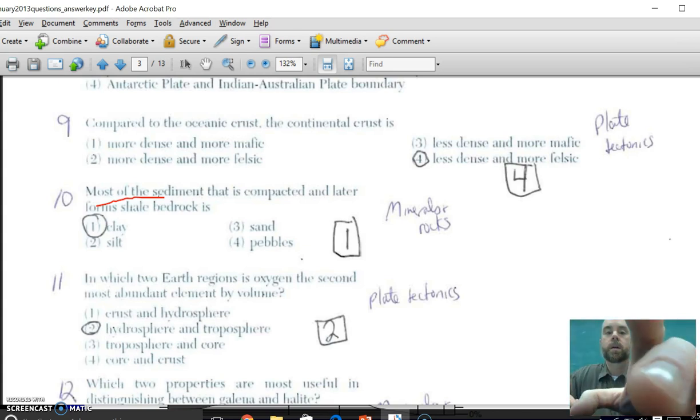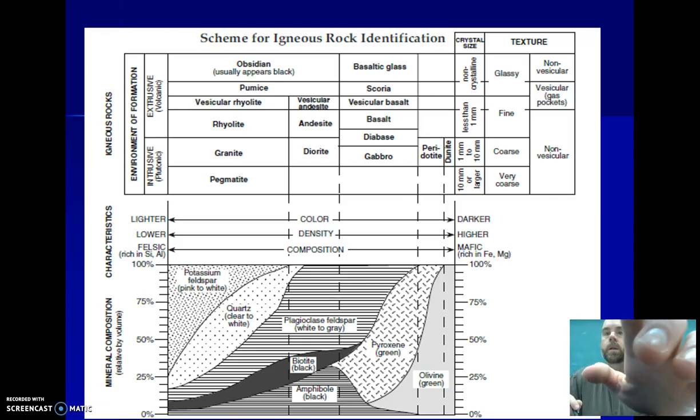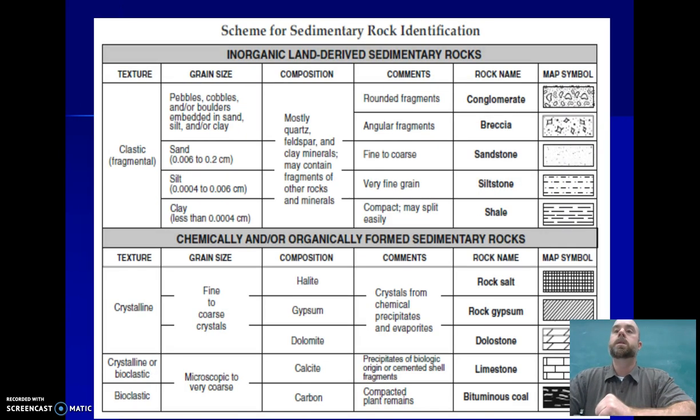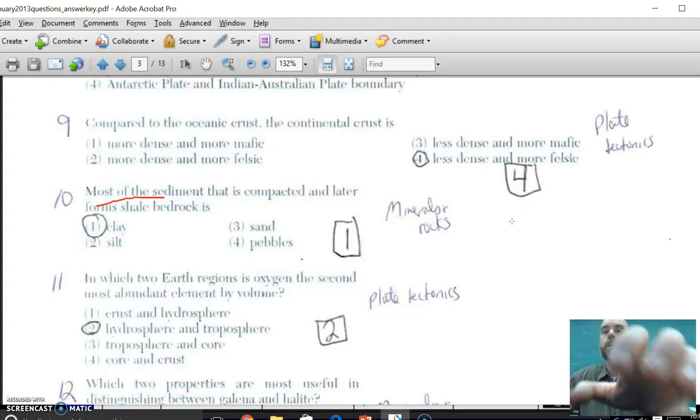If we go to our ESRT, we can see that clay is here, and it is made up of small particles, and those small particles make up shale. And that's pretty much what you've got to do for that one.